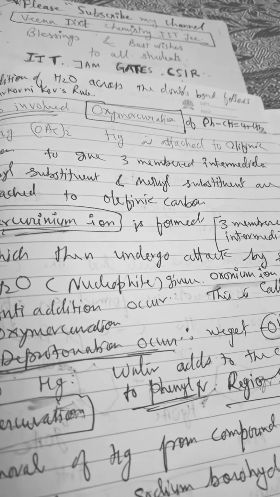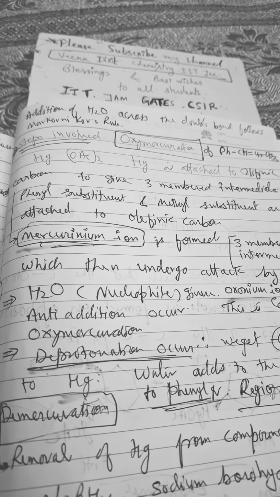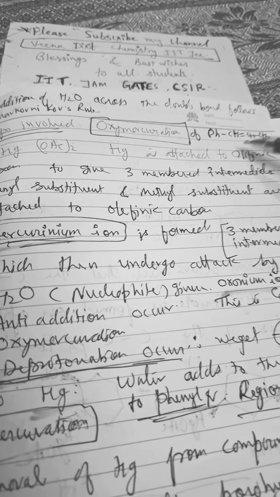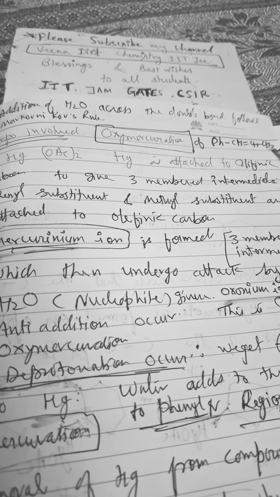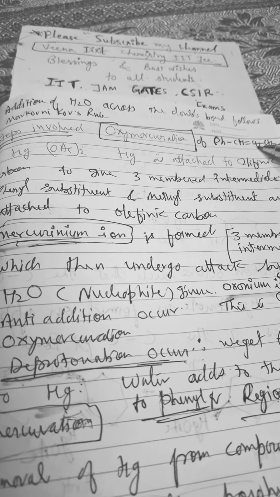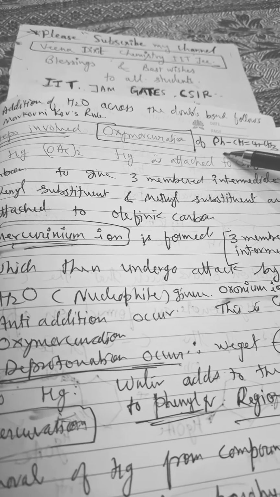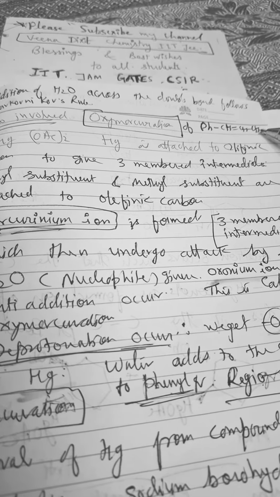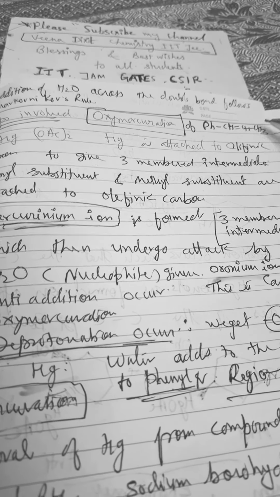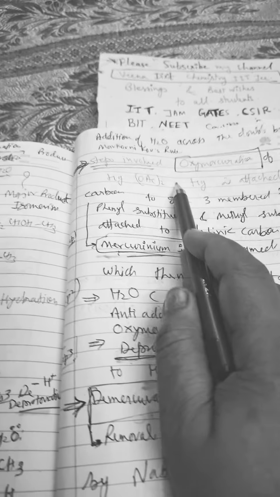We are doing a very important reaction, oxymercuration-demercuration of alpha methyl styrene, that is PhCH=CHCH3. This is the phenyl group, and both of these are olefinic carbons. On one side there is the phenyl group, and on the other terminal there is the CH3 group. So in this way we have to go for oxymercuration-demercuration.